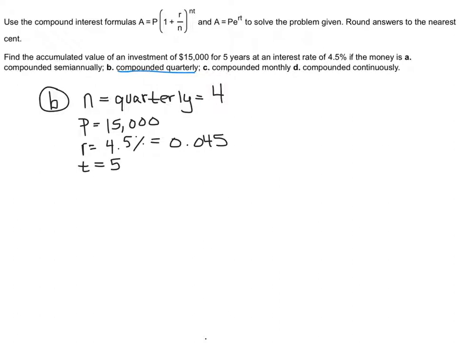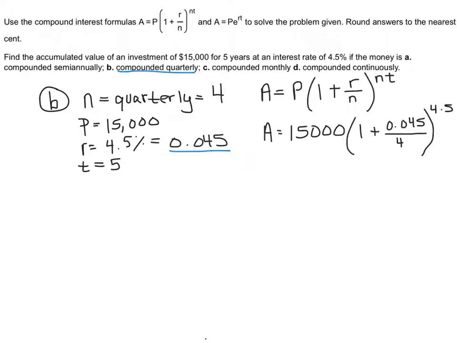R, which is the interest rate, is 4.5%, but remember we need to divide by 100 to convert it to a decimal. So we have 0.045, and then T, the number of years, is 5. I'm going to take those values and plug them into my formula for A. So I have A equals 15,000 times 1 plus 0.045 divided by 4, all raised to 4 times 5 power.